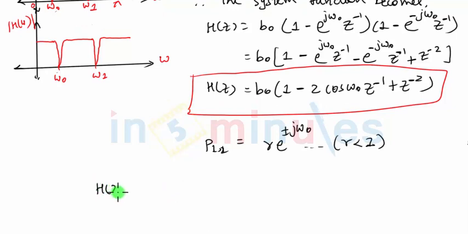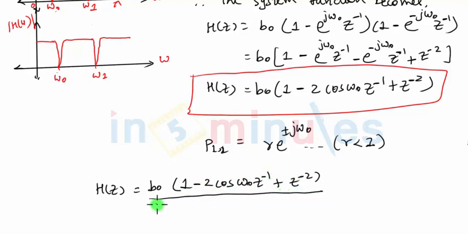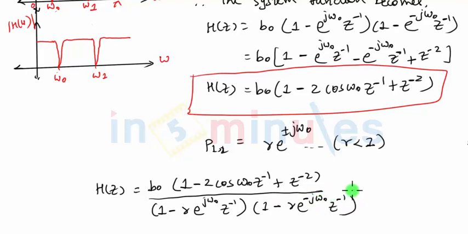So if I add these poles, my new transfer function will look something like this. H of z equal to B naught, a constant, will remain as it is. The numerator will not change, so I'll just keep the numerator as it is, because I'm still considering two complex zeros at omega naught. The denominator will become 1 minus R e raised to j omega naught z inverse, into 1 minus R e raised to minus j omega naught z inverse. Now this is exactly similar to what we have considered before. R was equal to 1 in that case, because those were the zeros on the unit circle.